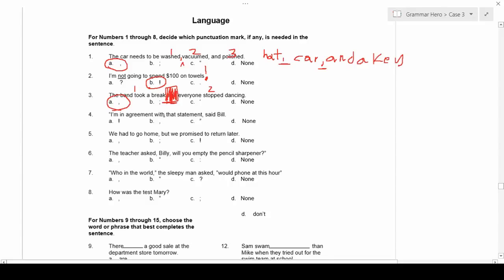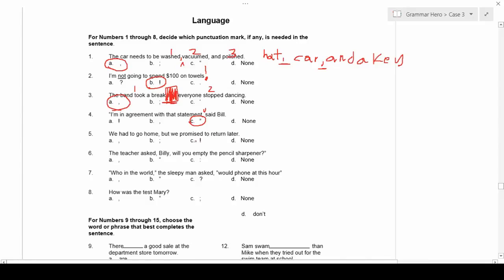Number 4, I'm in agreement with that statement Bill said. Take a look at this. We have a quotation mark there. So we know we're going to need a second set of quotation marks to close this. We don't have it, so we're going to need to put those there. And that includes the comma inside of the quotation marks.